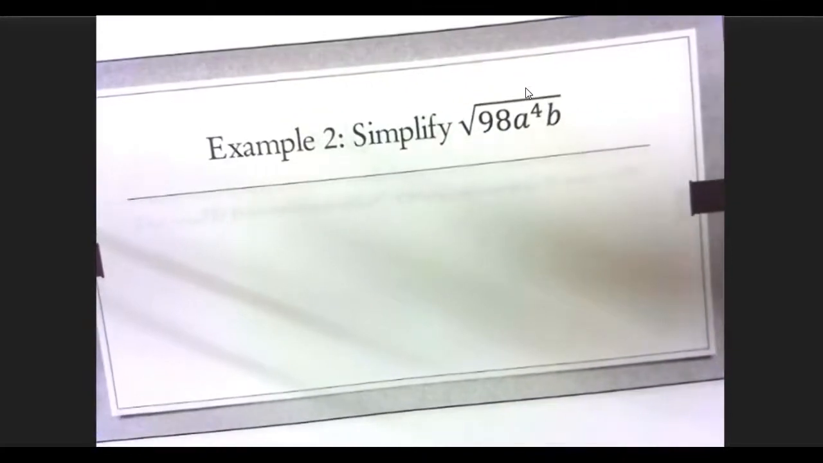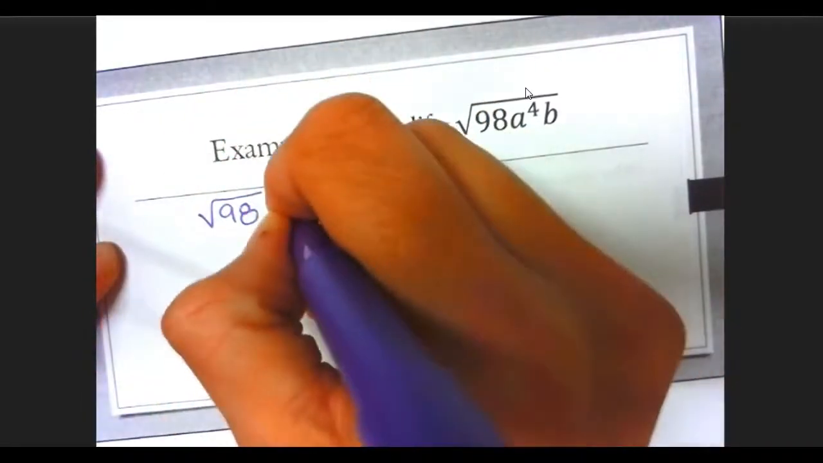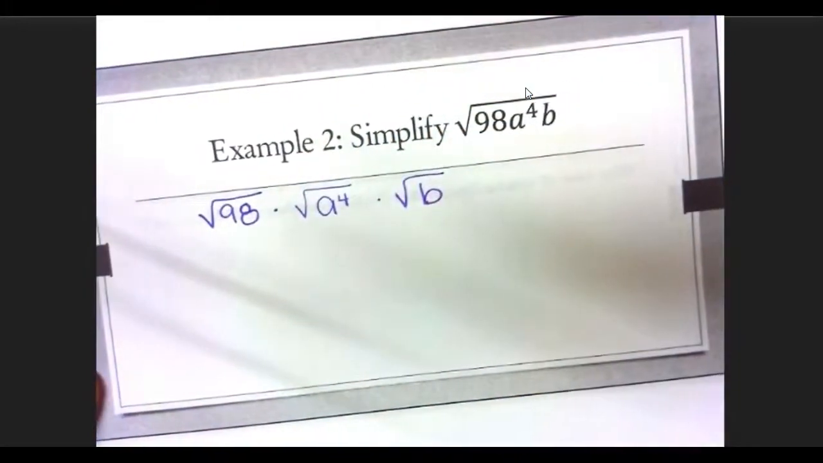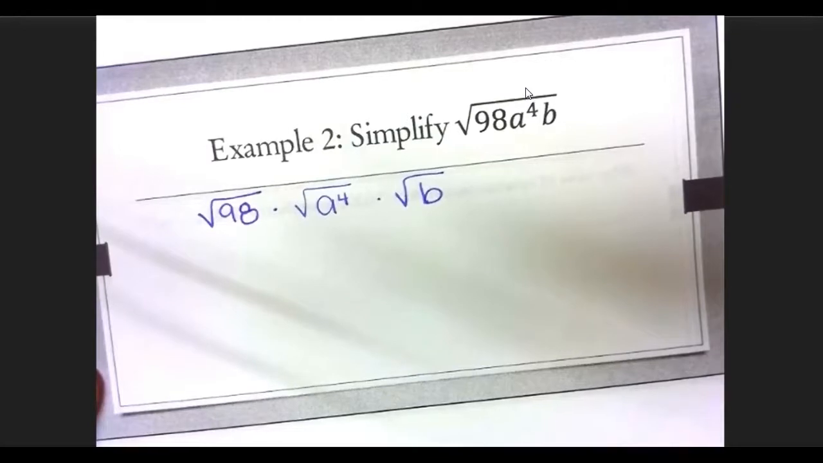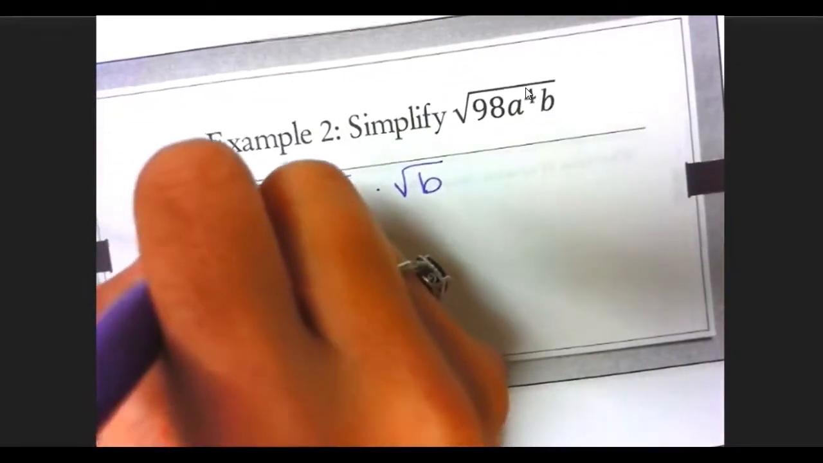Okay. So we're going to think of this almost as 3 separate problems. You're simplifying the square root of 98, you're simplifying a to the 4th, and b. So let's start with 98. 98 is what type of number? Abby? Even. Even numbers divide by? All even numbers divide by? Zoe? 2. So 98 divided by 2.